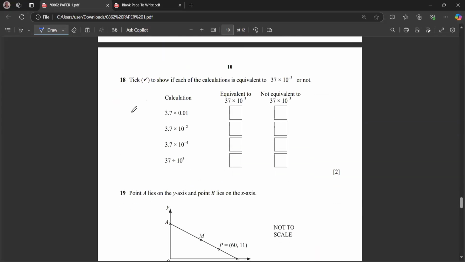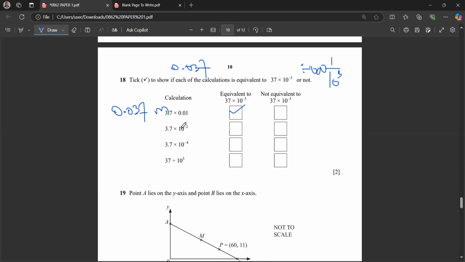Okay, tick to show if each of the calculations is equivalent to 37 into 10 raised to minus 3 or not. So into 10 raised to minus 3, I already said negative in the power means it is 1 by 10 raised to 3, which is equivalent to being divided by 1000, isn't it? So 37 is being divided by 1000. So the decimal representation is 0.037. Now 3.7 into 0.001, when you multiply it, you'll get the answer 0.037. Isn't it? Decimal point will be moved two places here. So this is in fact equivalent to 37 into 10 raised to minus 3.